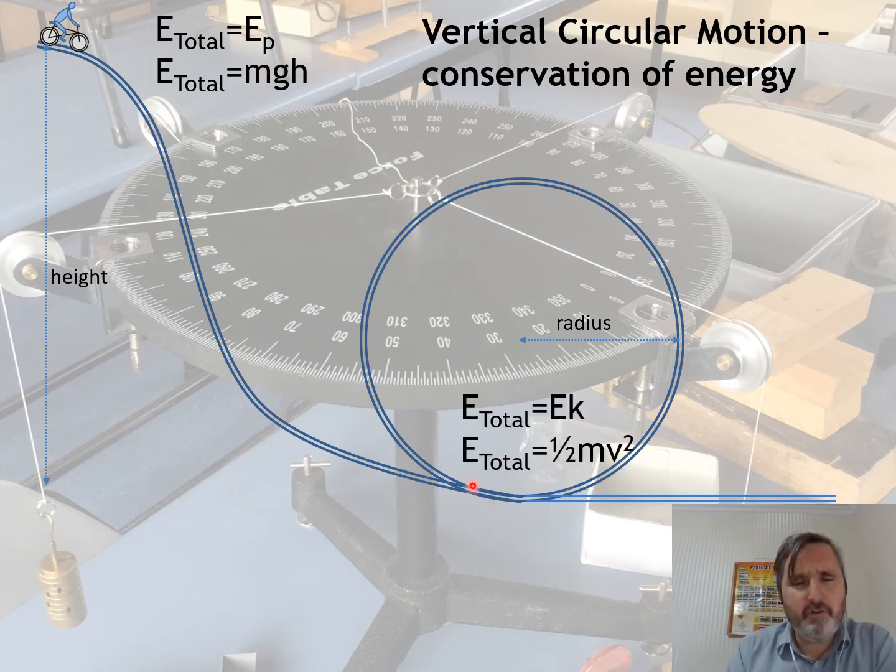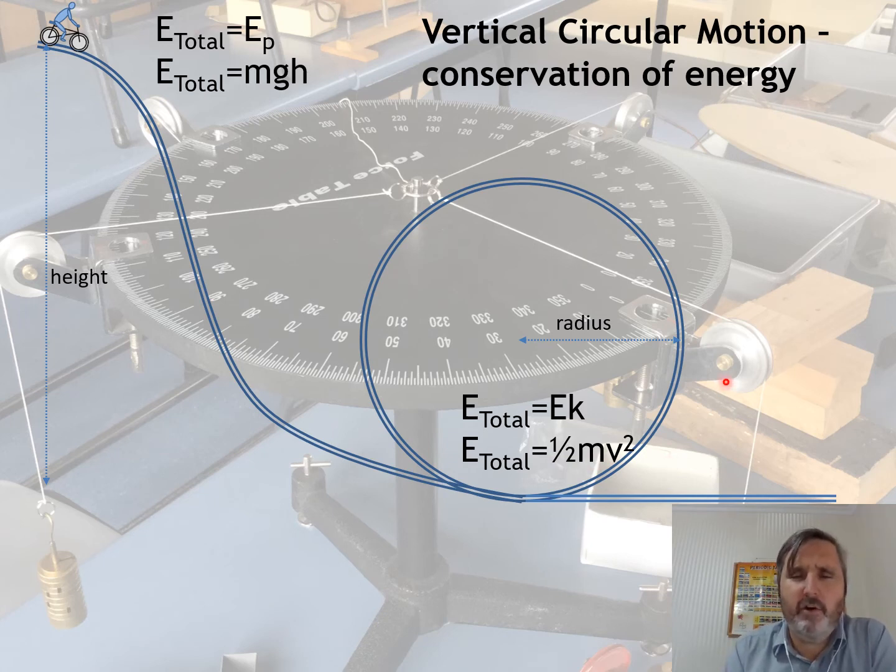When they're at the bottom here, when they come down to the bottom, they have lost all of their height. They no longer have any of their potential energy. It's all been transferred into kinetic energy. So I know now that at the bottom, the total energy here is equal to their kinetic energy, or is equal to half mv squared.